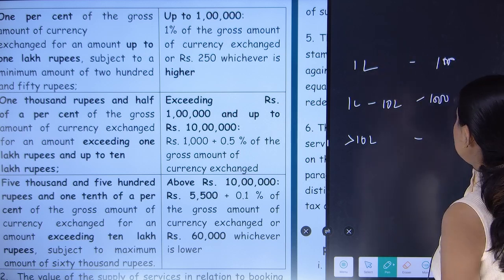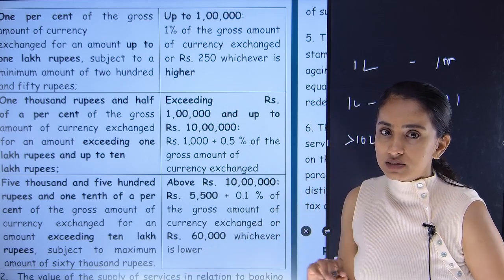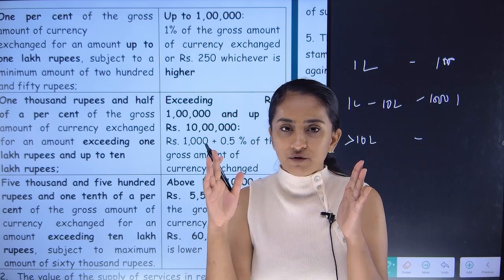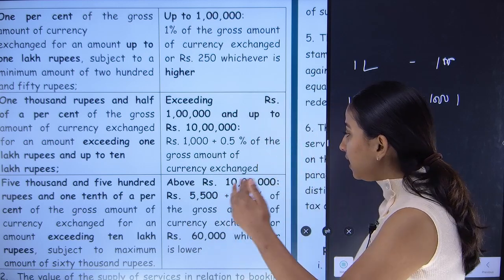1% of 1 lakh, that is 1000, plus 0.5% of the amount that's over and above 1 lakh. Let's say 5 lakh rupees. Up to 1 lakh it is 1000. For the rest of the 4 lakhs you will pay 0.5%. Clear? Okay.